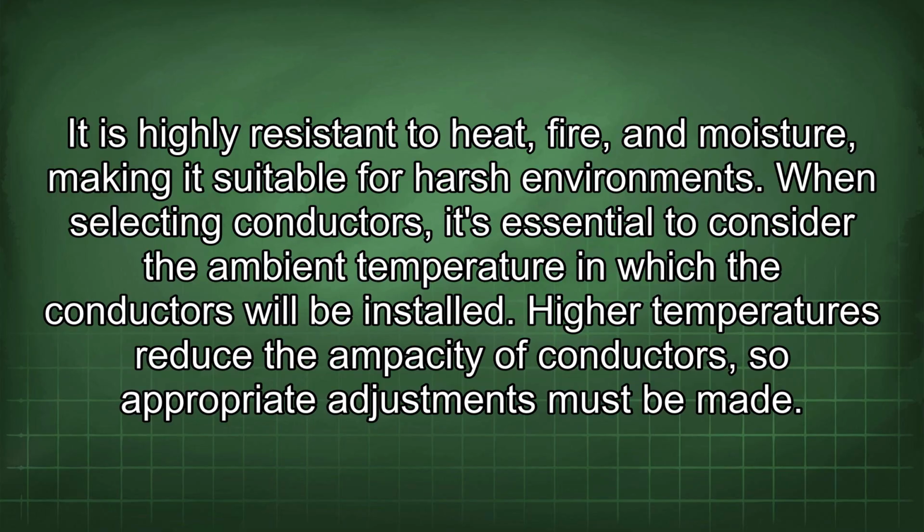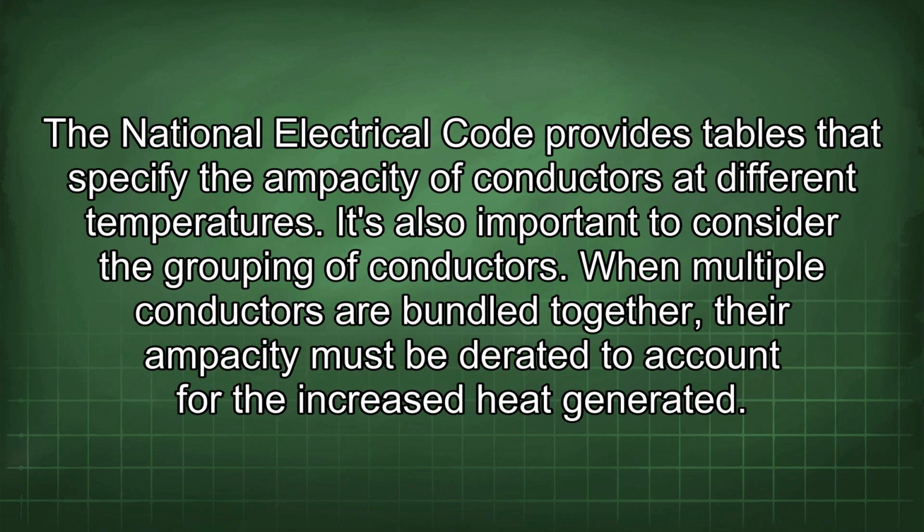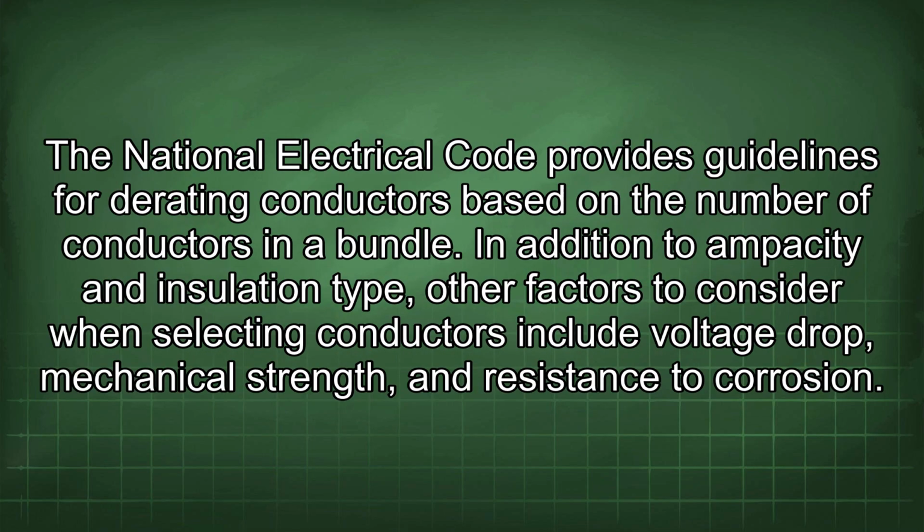When selecting conductors, it's essential to consider the ambient temperature in which the conductors will be installed. Higher temperatures reduce the ampacity of conductors, so appropriate adjustments must be made. The National Electrical Code provides tables that specify the ampacity of conductors at different temperatures. It's also important to consider the grouping of conductors. When multiple conductors are bundled together, their ampacity must be derated to account for the increased heat generated. The National Electrical Code provides guidelines for derating conductors based on the number of conductors in a bundle.